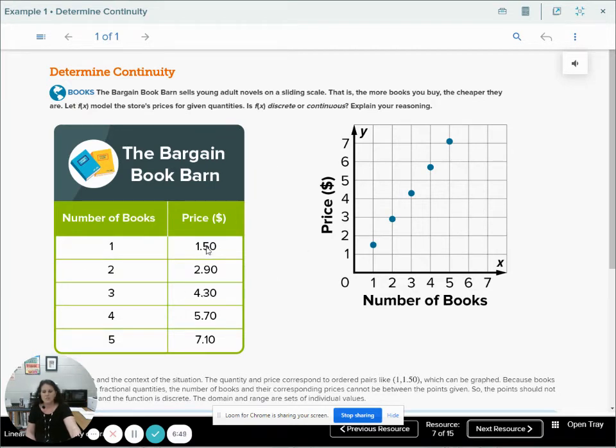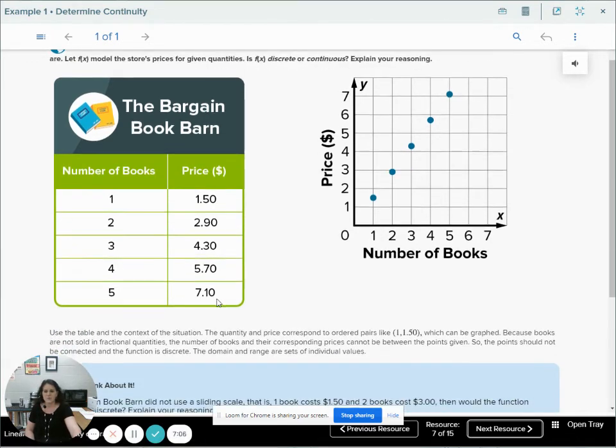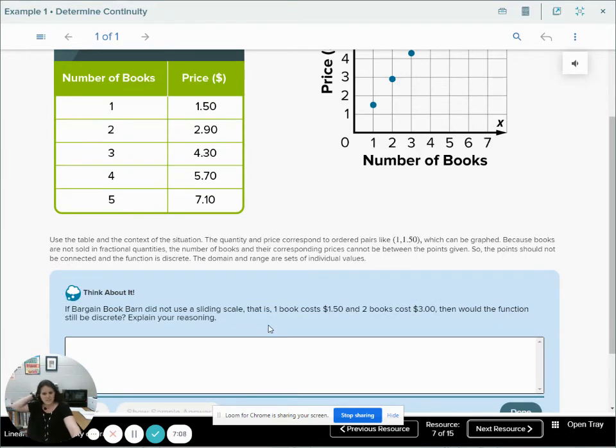So one book costs $1.50, but two books, if we're going one book, that should be $3. But if you buy two, they give you a little bit of a deal. It's $2.90. If you buy 3 books, it's $4.30. 4 books is $5.70, and 5 books is $7.10.